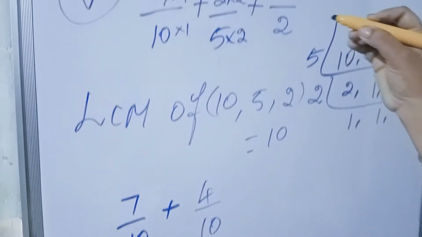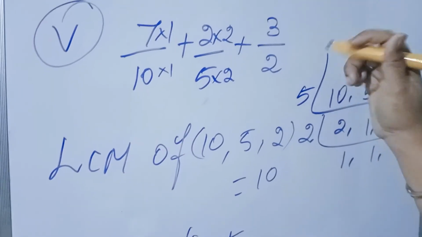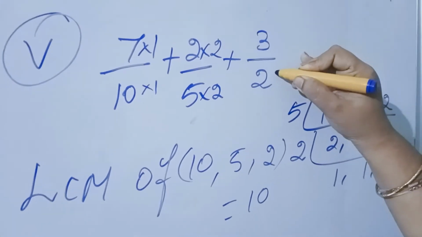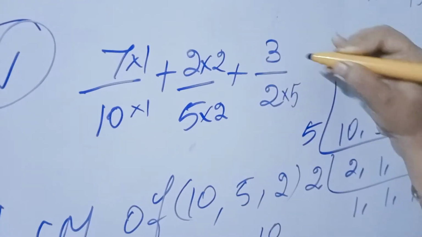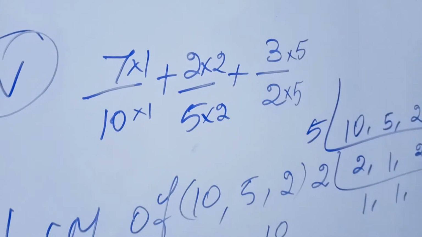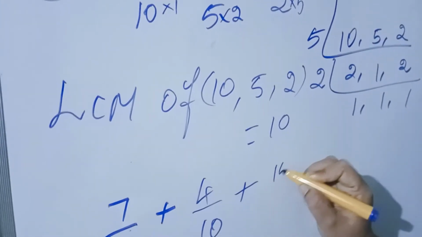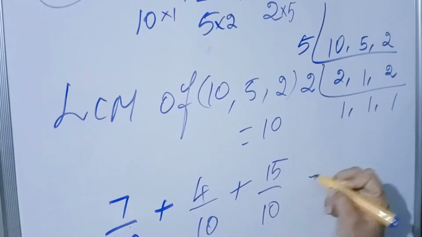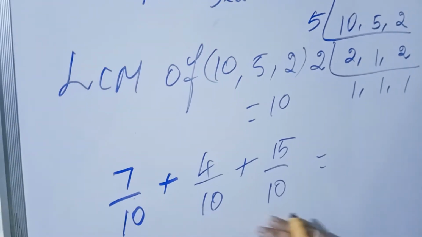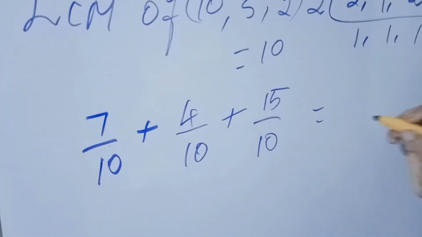Then here, the next one, 3 by 2. Which number should you multiply here to get 10? 5. Okay, so the same number you can multiply in the numerator also. So 15 by 10. Now see, this is like fraction, so as usual I can add.